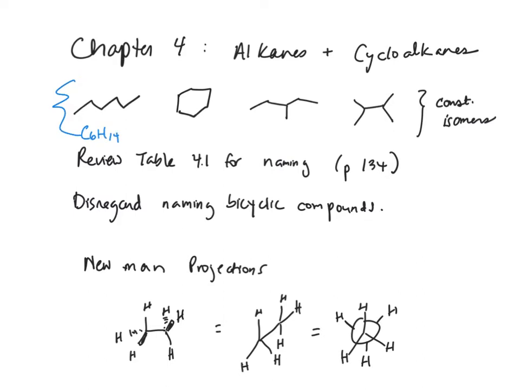Remember your rules about degrees of unsaturation. Actually, this one is C6H12, so it's not a constitutional isomer, but the other ones are. When we have no degrees of unsaturation, then the number of hydrogens is equal to 2n plus 2, where n is the number of carbon atoms.